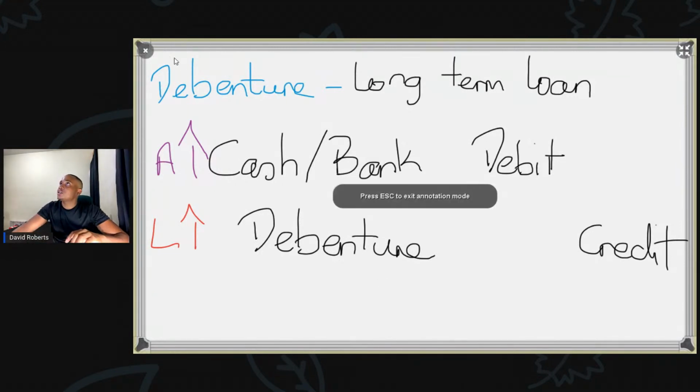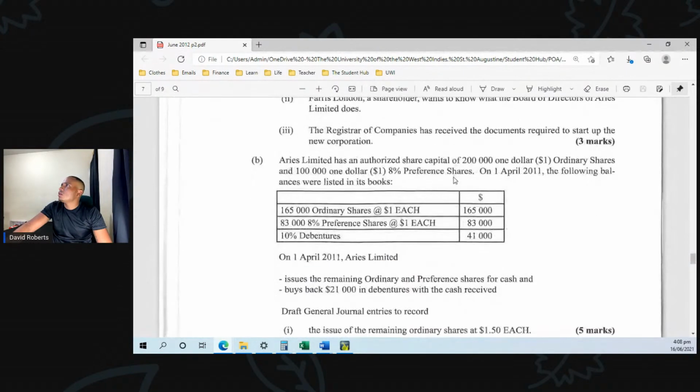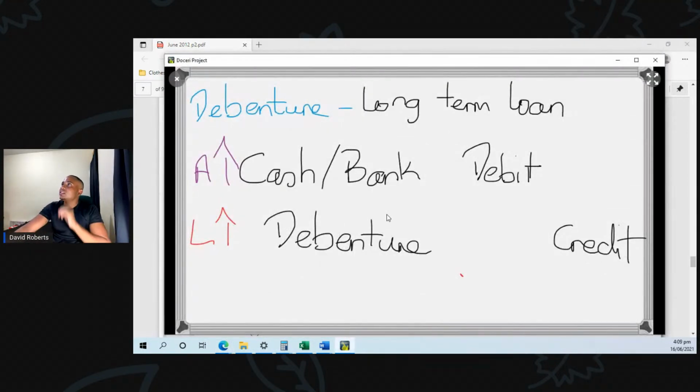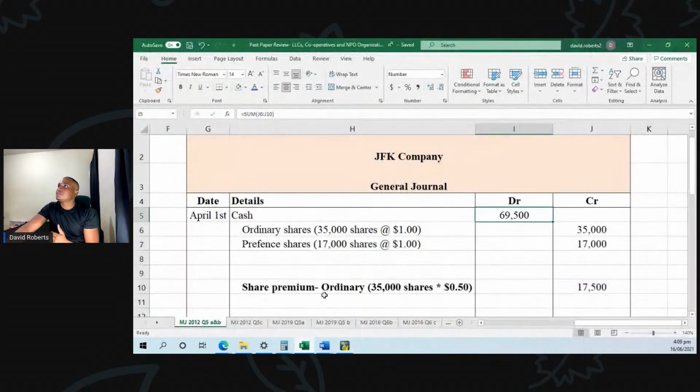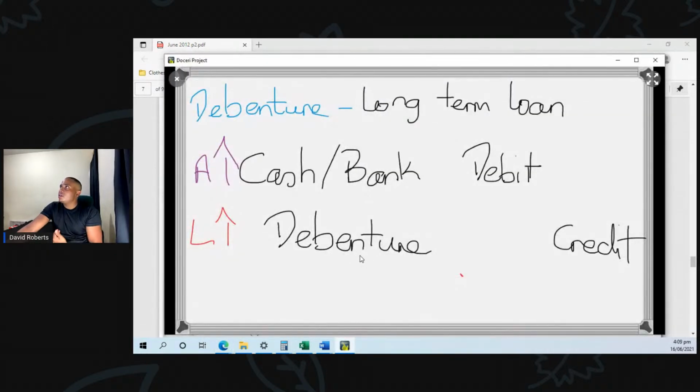However, let's look at the question at hand. They said here that the business buys back $21,000 in debentures with the cash received. And so when they took the loan, they would have debited cash and credited debenture. But now they are sending back some of the loan, so they're sending back some of the money. They send back $21,000 in debentures. If, when they received the money, they debited cash and credited debentures, what will they do when they return it?